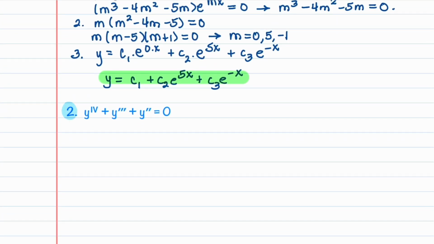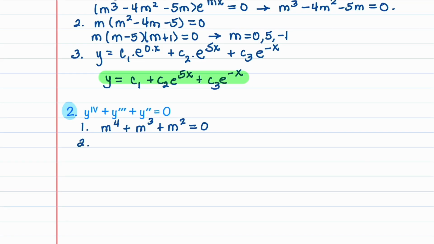Let's now look at our second example. This one's a little bit more complicated, but it's not too bad. We have the fourth derivative of y plus y triple prime plus y double prime is equal to 0. Let's begin by writing down our characteristic equation. I think after doing the first example, you can see that the e to the mx is going to go away. So we can just write down the characteristic equation, which is m to the fourth plus m cubed plus m squared is equal to 0.